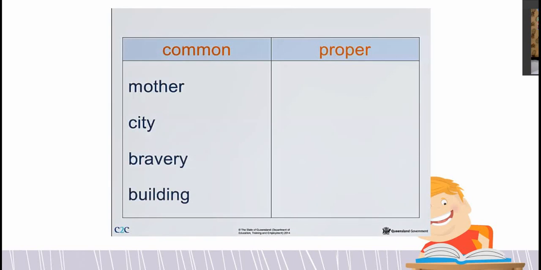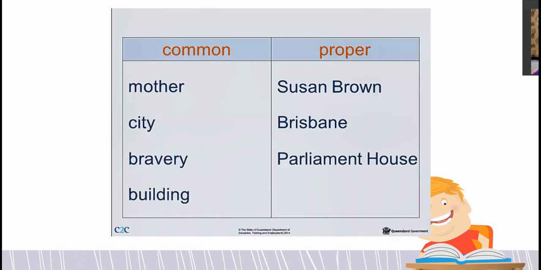A common noun is only written with a capital letter if it begins a sentence. Proper nouns name a specific or a particular person, place, or thing. These nouns are always written with a capital letter. For example, Susan Brown is the name of a particular person. Brisbane is the name of a particular place. Parliament House is the name of a particular building. Think of your name. Do you always write the beginning letter of your name with a capital letter? You should, because it is a proper noun. It names a particular person, you.